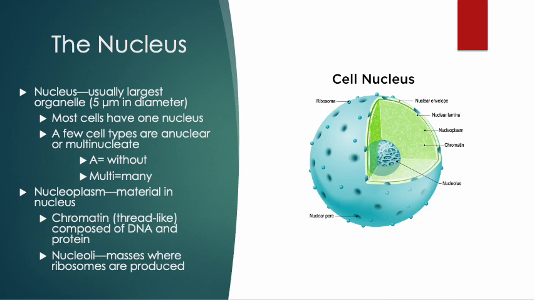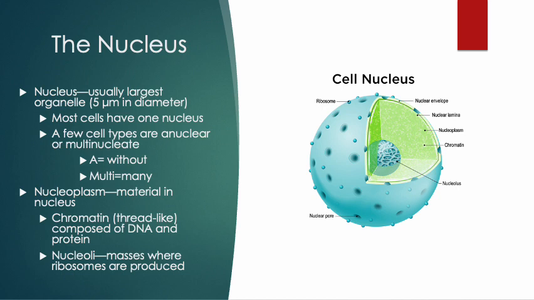Most cells are uninuclear, meaning they have one. There are a few types of cells that have multi-nucleus, so they're multi-nucleated cells. And there are some cells that have no nucleus. Nucleoplasm is the material that is found inside the nucleus. So it is made of chromatin, and there are also nucleoli. So chromatin are DNA and protein composed threads, and the nucleoli are masses where ribosomes are produced.